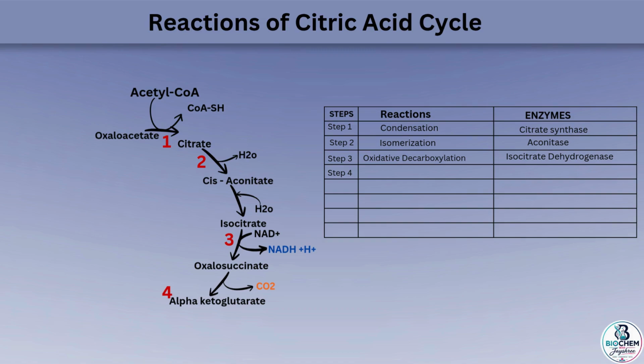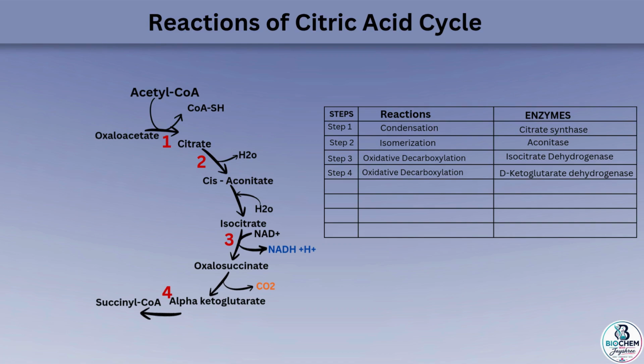Now step number 4 is formation of succinyl-CoA, and the reaction type is oxidative decarboxylation. It is the second oxidative decarboxylation. In this step, 5 carbon alpha-ketoglutarate is converted into 4 carbon succinyl-CoA, and the enzyme is alpha-ketoglutarate dehydrogenase complex. This enzyme complex is very similar to the pyruvate dehydrogenase complex. Several cofactors are required for this enzyme.